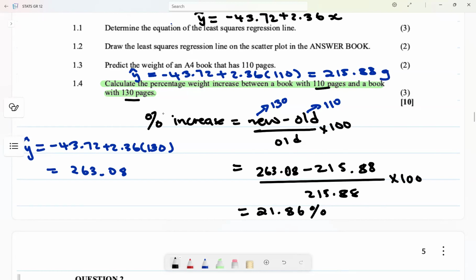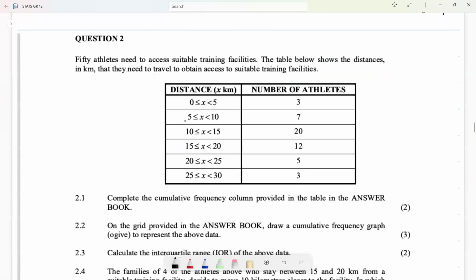21.86, guys. Okay, yes, that's basically that. Move on to question 2. They tell me that 50 athletes need to access suitable training facilities. The table below shows the distance in kilometers that they travel to obtain access to suitable training facilities.